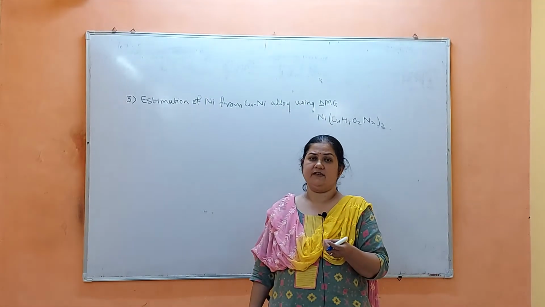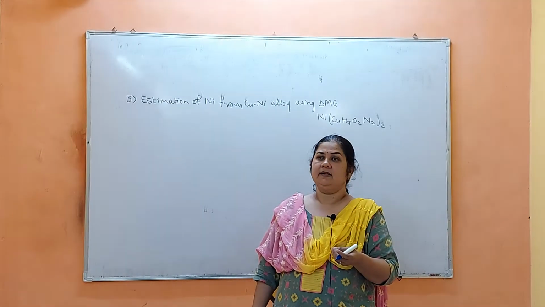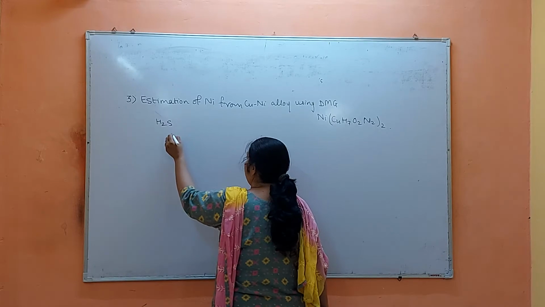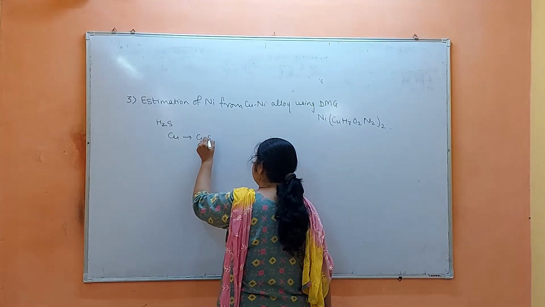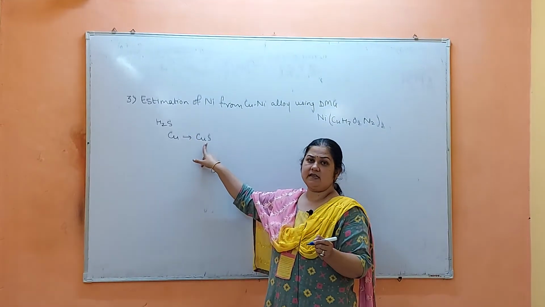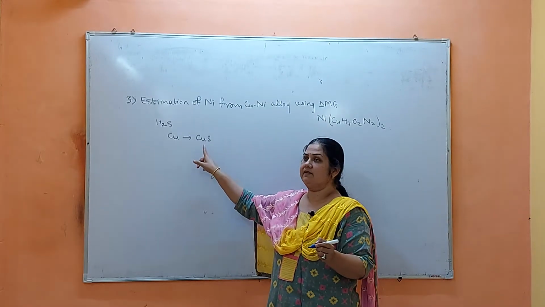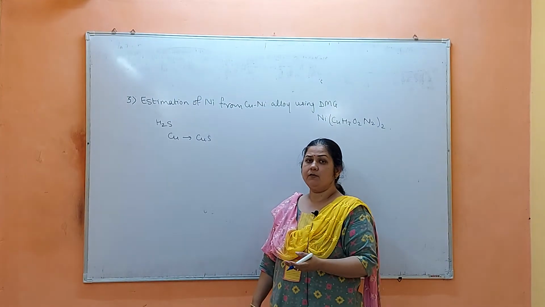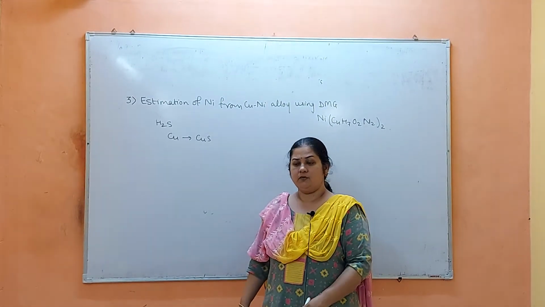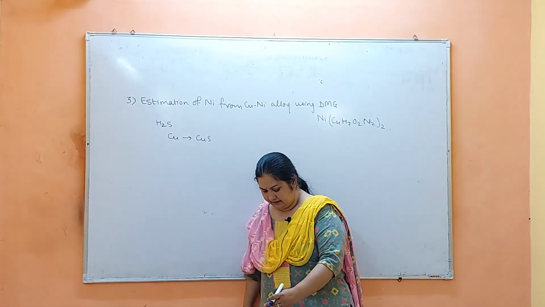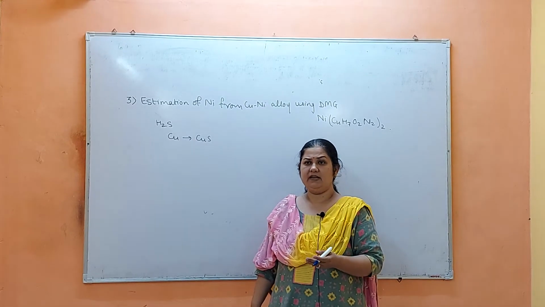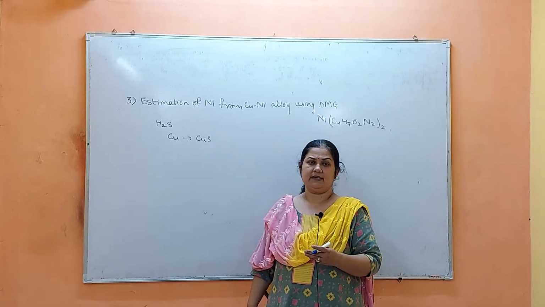Then a fixed volume of this solution is taken in a beaker and H2S is passed. Whatever copper is there gets converted into CuS. H2S is passed till the precipitation of CuS is complete, and you will find a black colored precipitate. Then you have to filter this and reject the CuS, and take the filtrate in a beaker, and all the washings also you have to collect.